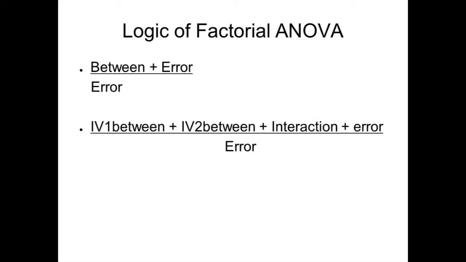But when you have multiple independent variables, what we're essentially doing is breaking down that between group variability even further. Essentially, instead of looking at just between group variability, there's some systematic variance in here. What we're saying is that we're looking at the variability that's systematically related to one independent variable, the variability that's systematically related to the second independent variable, and the variability that's related to how the two work together systematically.